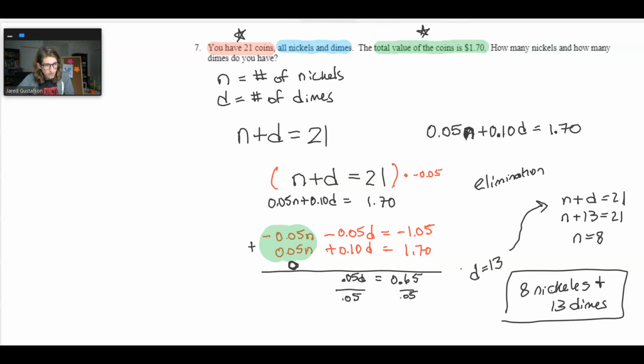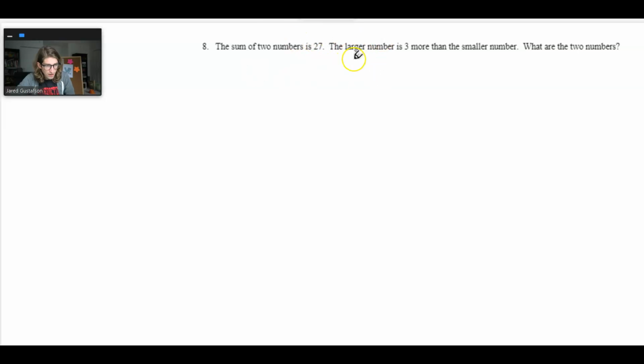2 more. The sum of two numbers is 27. The larger number is 3 more than the smaller number. Another tricky one. This one's kind of like that boys and girls choir problem. So the sum of two numbers is 27. I guess we need to define our variables first.